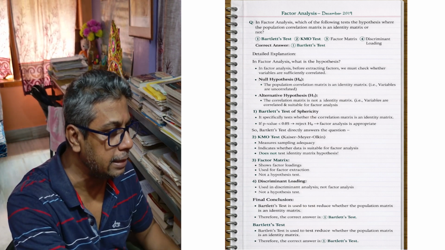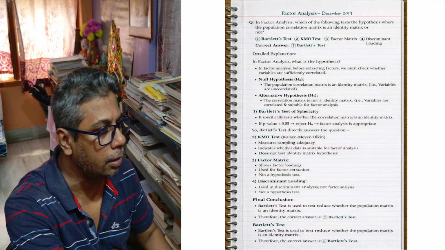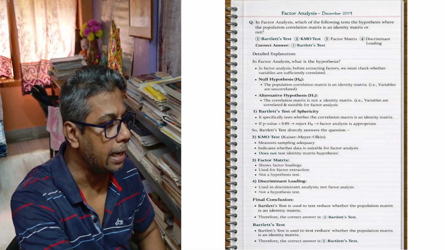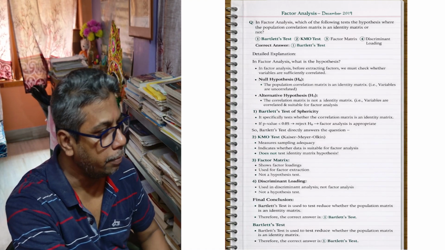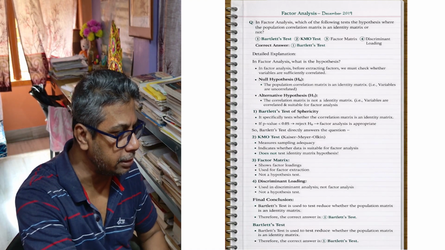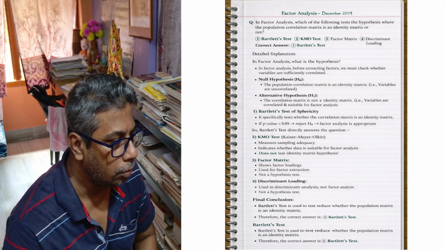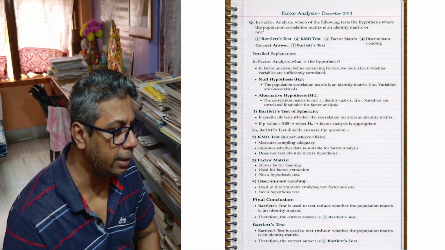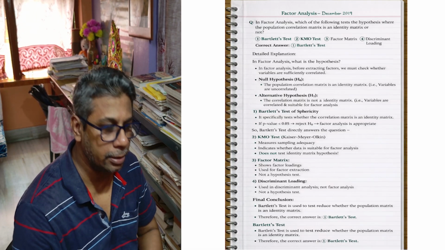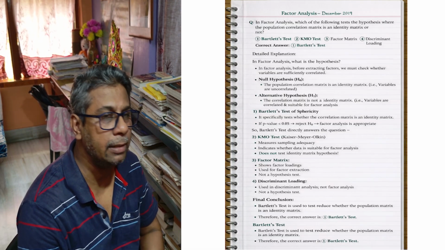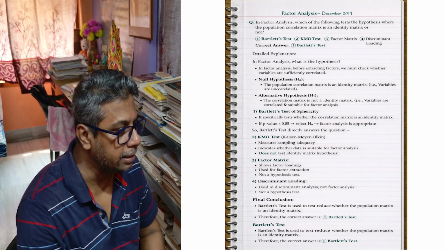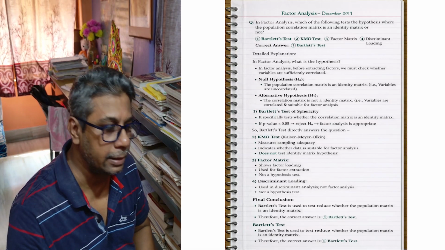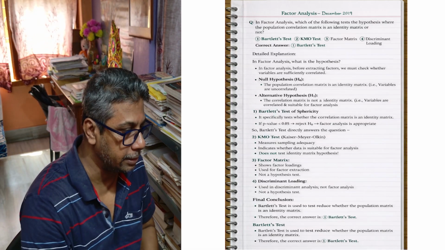So the Bartlett test directly answers the question of the hypothesis whether the population correlation matrix is an identity matrix or not. But another option, the KMO test, the Kaiser-Meyer-Olkin test, measures the sampling adequacy and indicates whether data is suitable for factor analysis or not. It does not test the identity matrix.